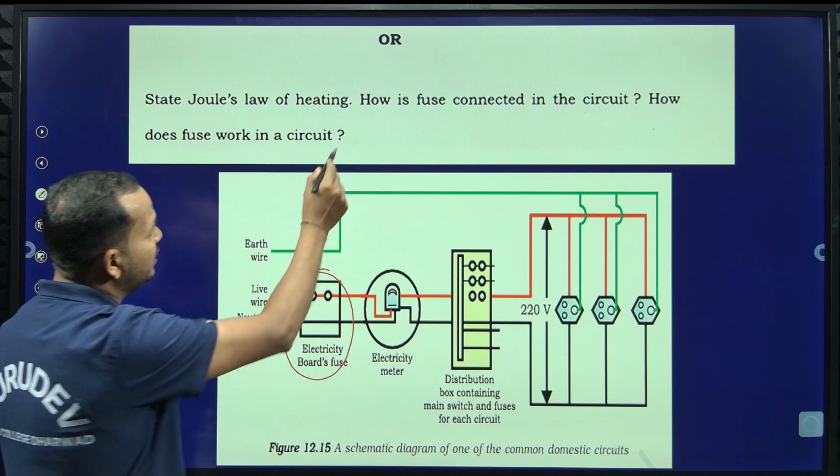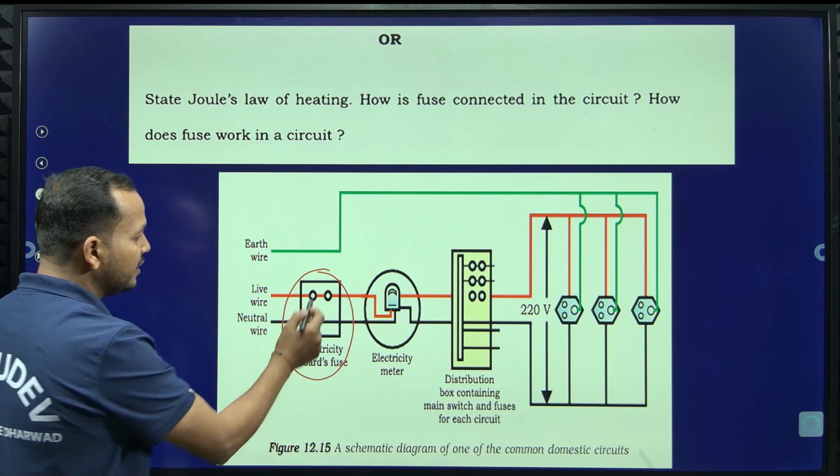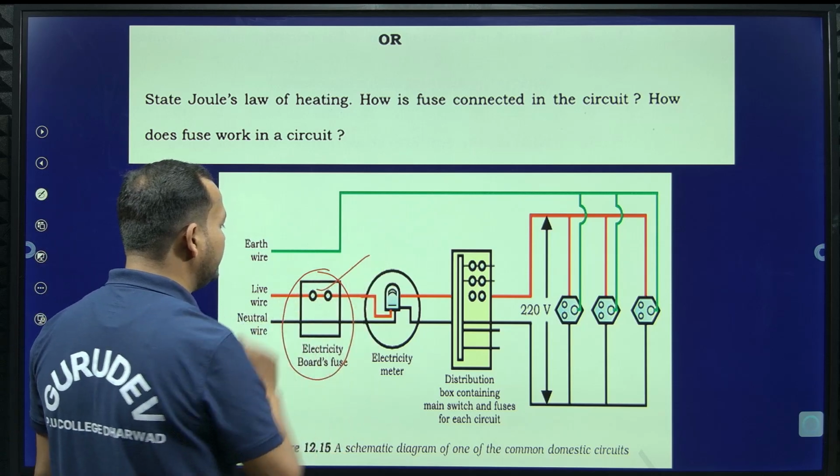You have to write what? How is a fuse connected in the circuit? It is connected in series across the live wire. Which wire? Live wire. Here you have to connect the fuse.